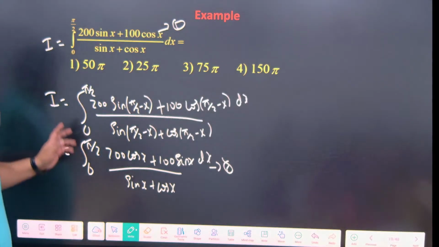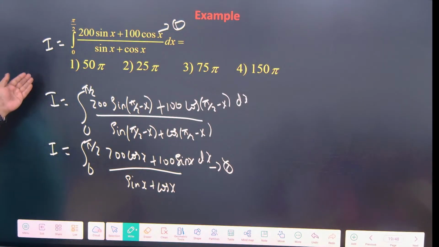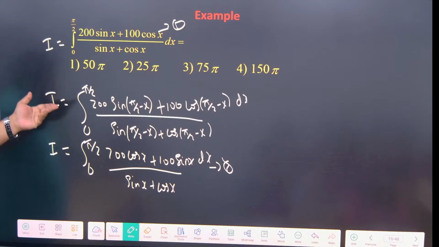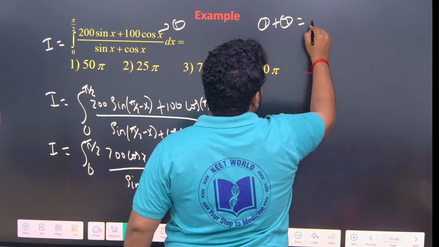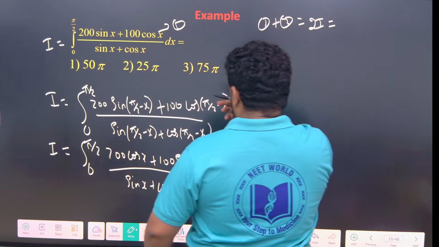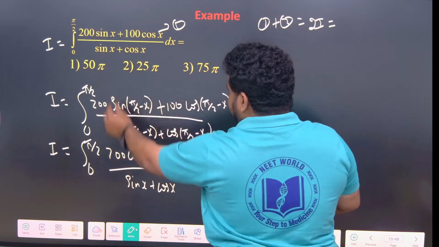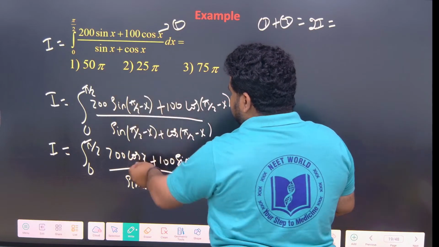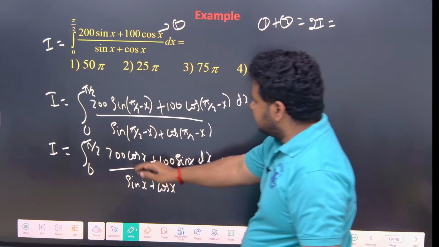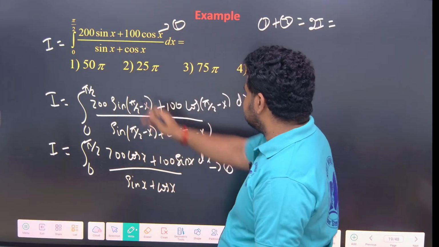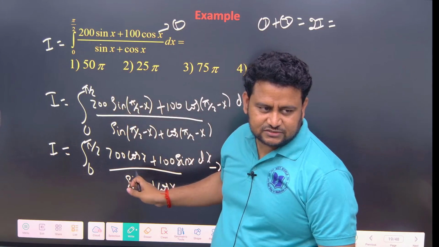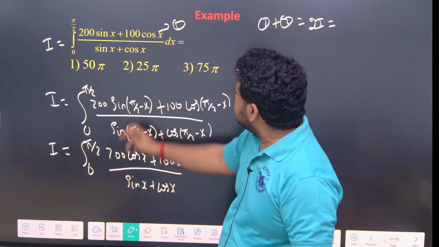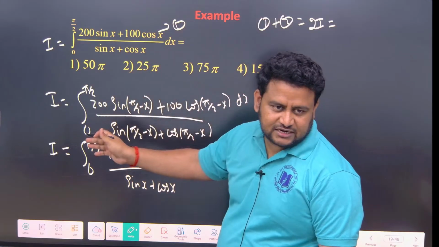Okay, now what we will do is I plus I. You have done your exam, same questions. Equation 1 plus equation 2 will give us 2I is equal to what? If I take sin x, 200 plus 100, that is 300 sin x, and here it will be 300 cos x. I can take 300 outside.